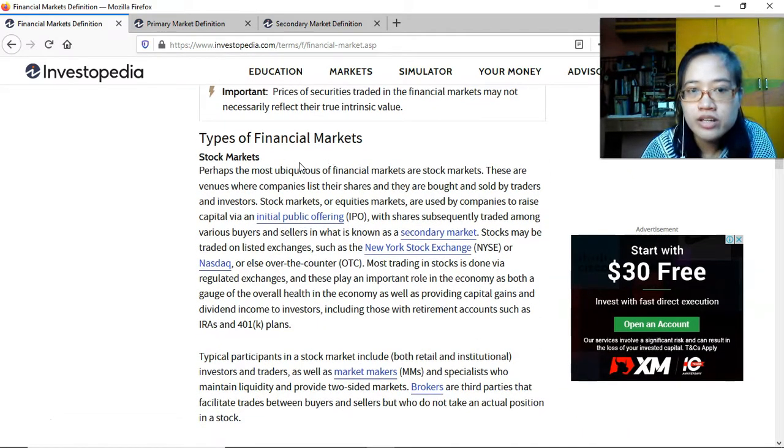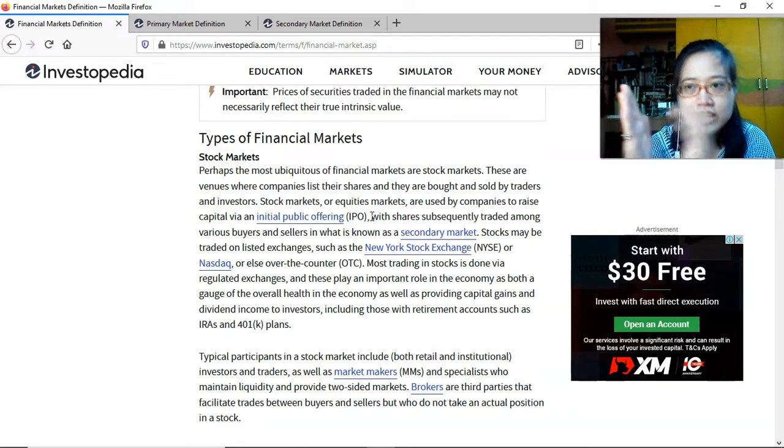Types of financial markets. So stock markets, perhaps the most ubiquitous of financial markets are stock markets. Most popular, commonly well-known, most commonly heard. These are venues where companies list their shares and they are bought and sold by traders and investors. Stock markets or equities market are used by companies to raise capital via an initial public offering. Essentially, the only time the company and the first holder of the security are involved is through the initial public offering.